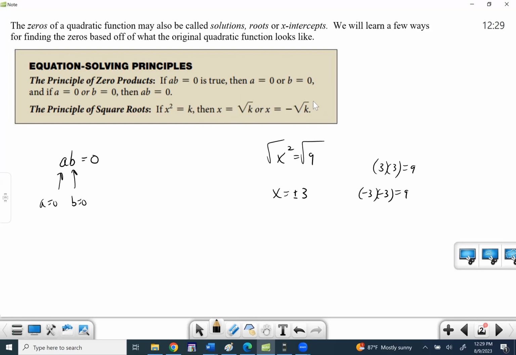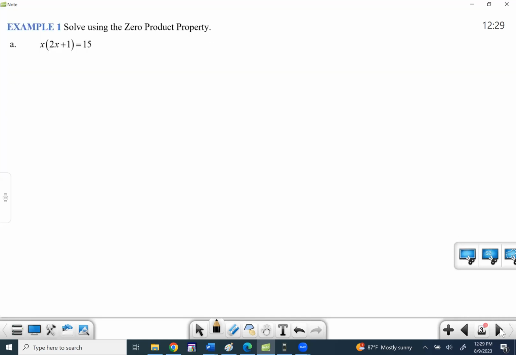You've got to remember the positive version and the negative version. Okay. So these are going to be what we're going to use to solve many of these quadratic equations. So let's go ahead and start off with some where we use the principle of zero products.